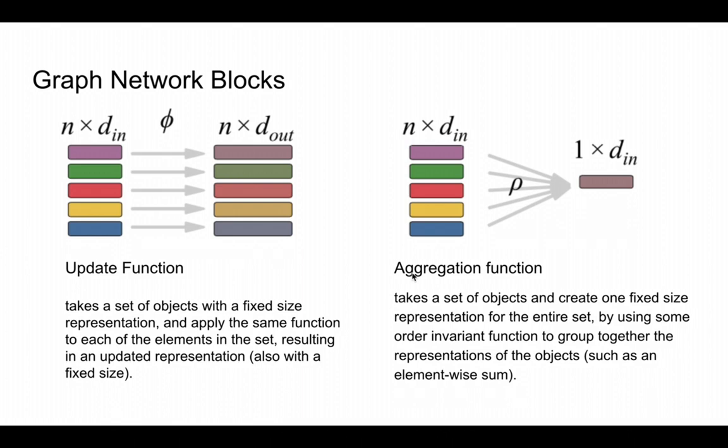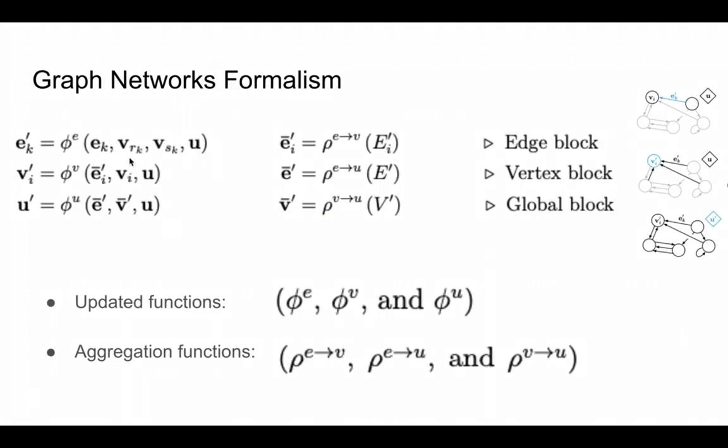The second function is called the aggregation function. It takes a set of objects and creates one fixed size representation for the entire set. It uses some order invariant function to group together the representation of the objects, such as an element-wise sum. To put graph network in math, there are three update functions, one for each edge, vertex, and global block. There are another three aggregation functions, one for each of the edge, vertex, and global block.